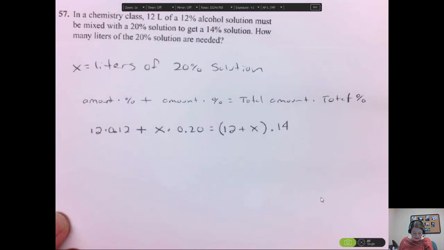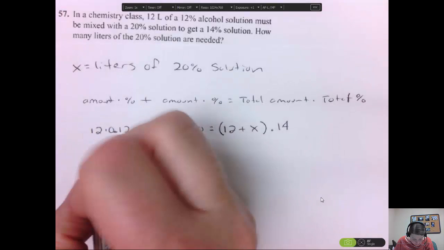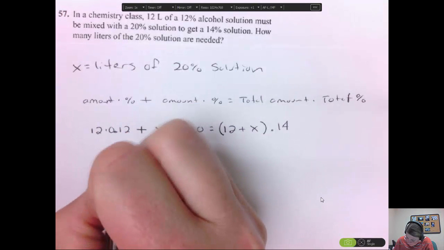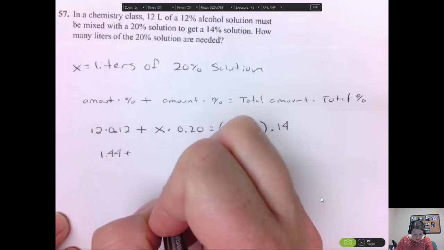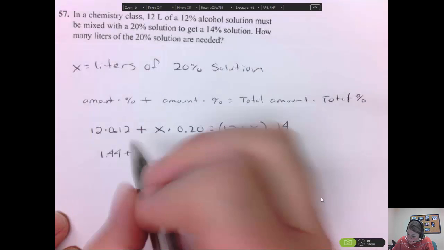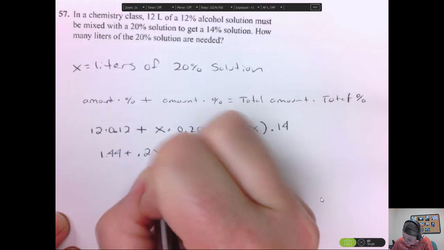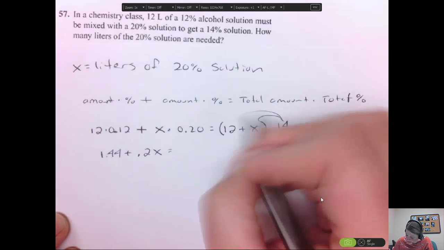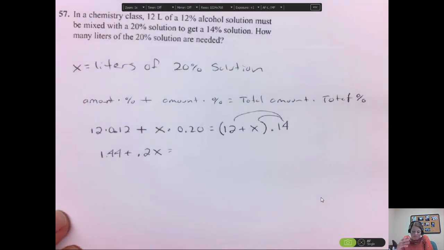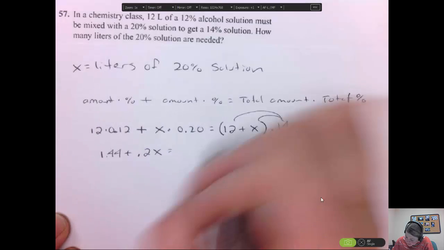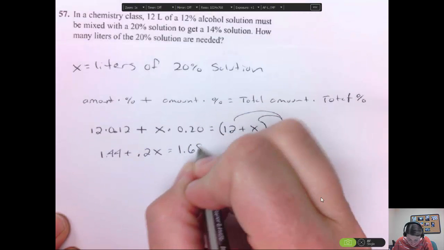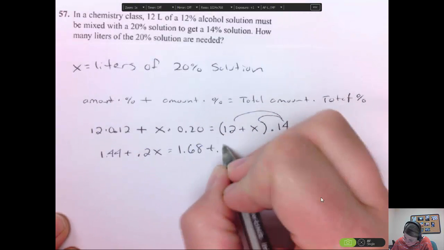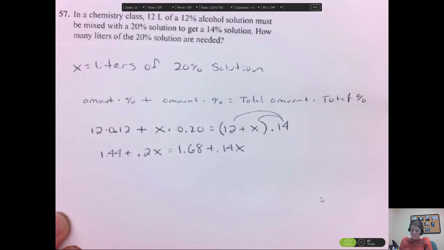Now let's simplify this. We can multiply this, which gives me 1.44. I like the 0.20 in front of the x, so I'm actually going to write that as 0.2x. And I've got to distribute this over here. I like it written in front, but whatever. We would get 1.68 plus 0.14x. Now we've got to get those two x's together, right?